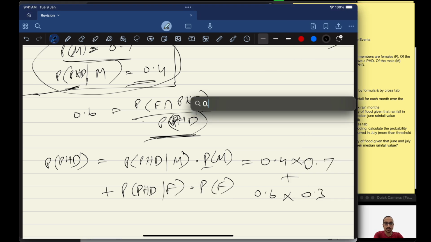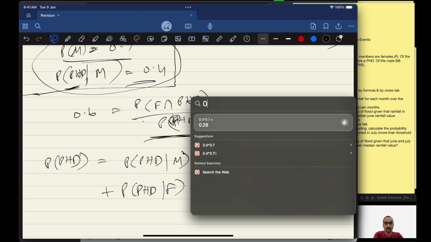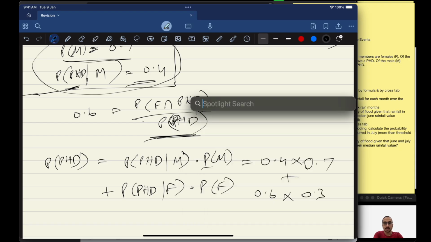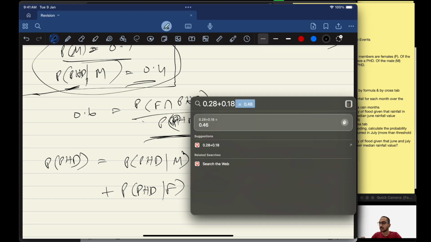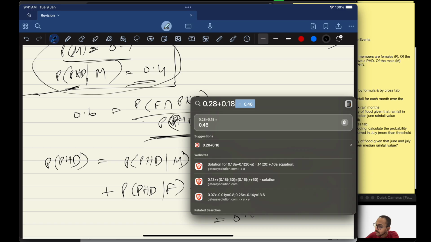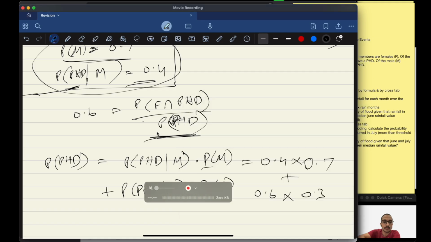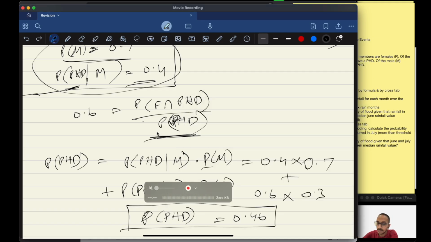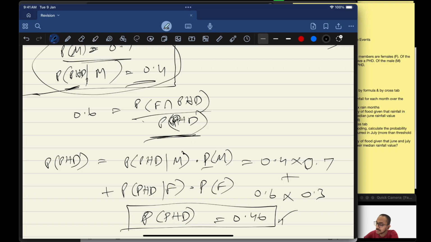Now we just have to calculate this. 0.4 times 0.7, 0.28. And the bottom will be 6 threes are 18. So 0.28 plus 0.18, that is 0.46, right? So the total PhD holders are 0.46.